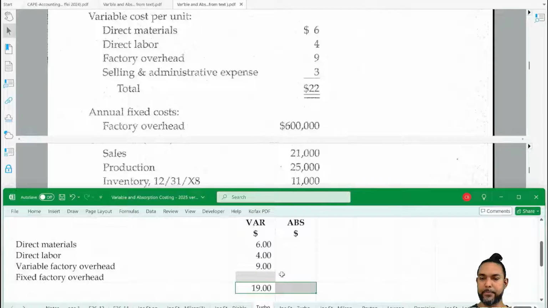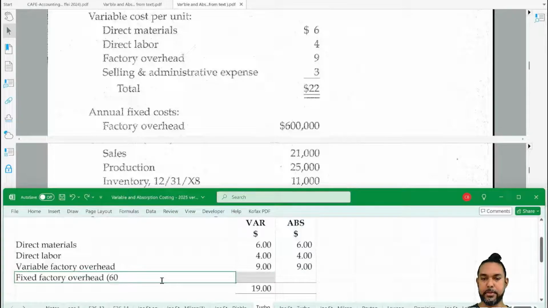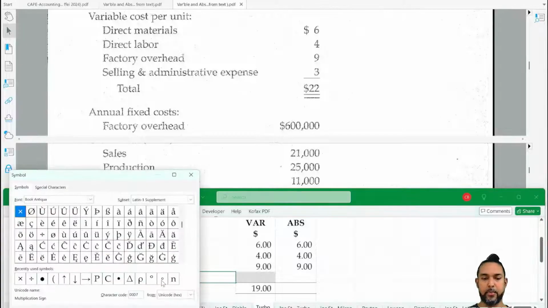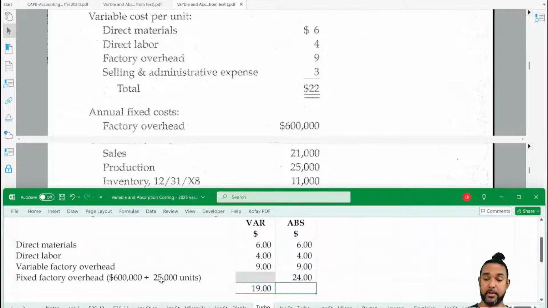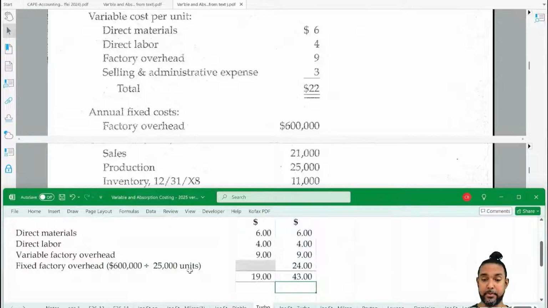Right, and then for absorption costing, it's the same exact thing plus the fixed overhead. So you have $600,000 worth of fixed factory overhead, and we are going to divide that by the number of units produced. All right, so I think that is 24? Right, so look at that. That's a whole $24 more per unit.